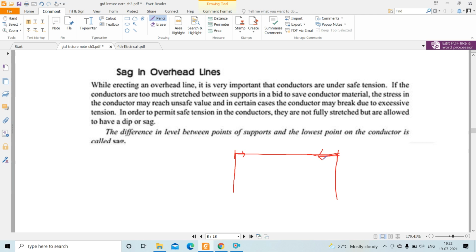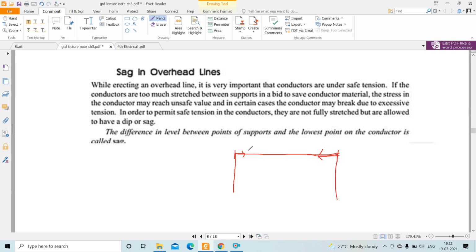If the conductors are too much stretched between supports in a bid to save conductor material, the stress in the conductor may reach an unsafe value, and in certain cases the conductor may break due to excessive tension. If we stretch the conductor too much, then due to unsafe tension, it may break. So in order to permit safe tension in the conductor, they are not fully stretched but are allowed to have a dip or sag.